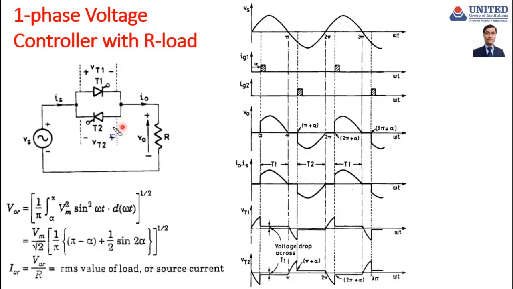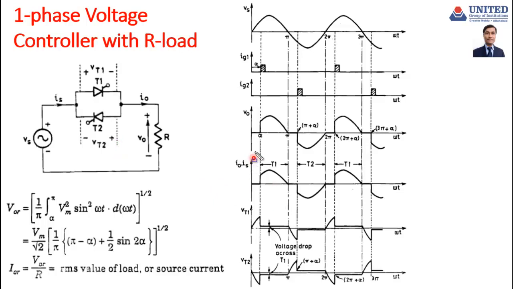During the negative half cycle T2 is triggered at pi plus alpha. So T2 conducts from pi plus alpha to 2 pi, and after 2 pi T2 is subjected to reverse bias. So it is commutated. Here we see that the load voltage and source voltage have the same waveform because both are connected in series.